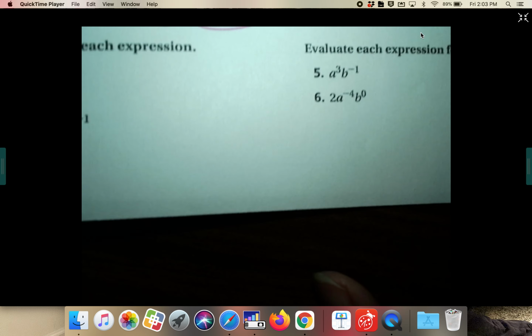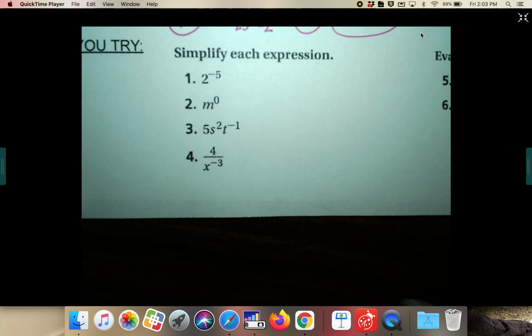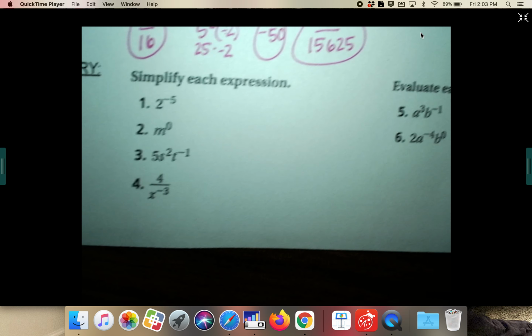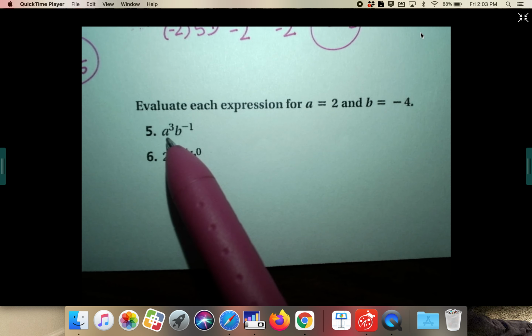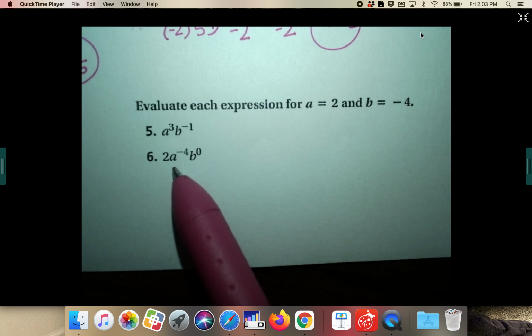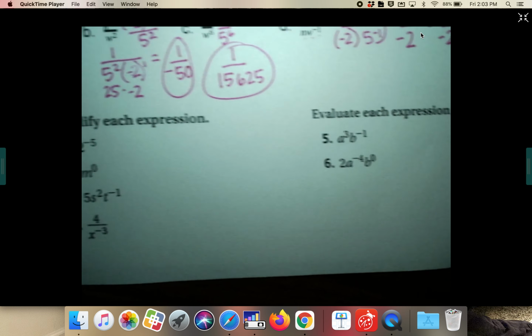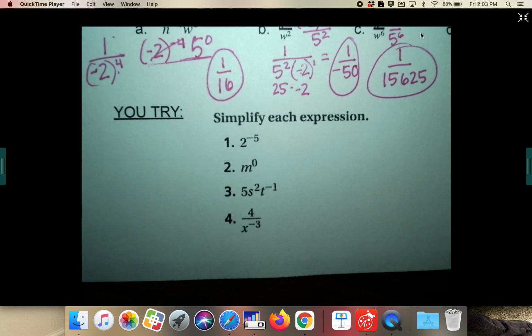Okay, the bottom section is a U-try. This is the last of our new stuff, so you're just going to simplify these 4 and then try these 2 where you're plugging in 2 for A and -4 for B. And then I want you guys to push play and make sure you did them all correctly.